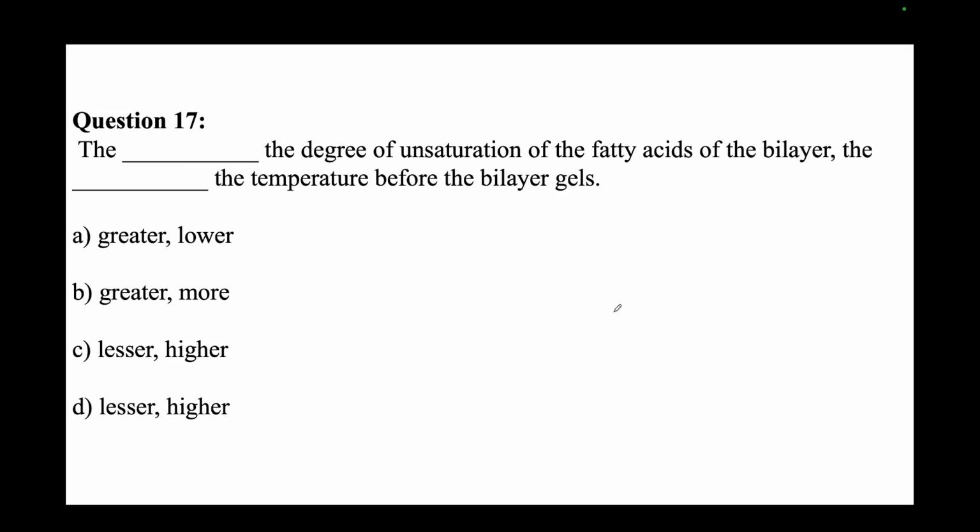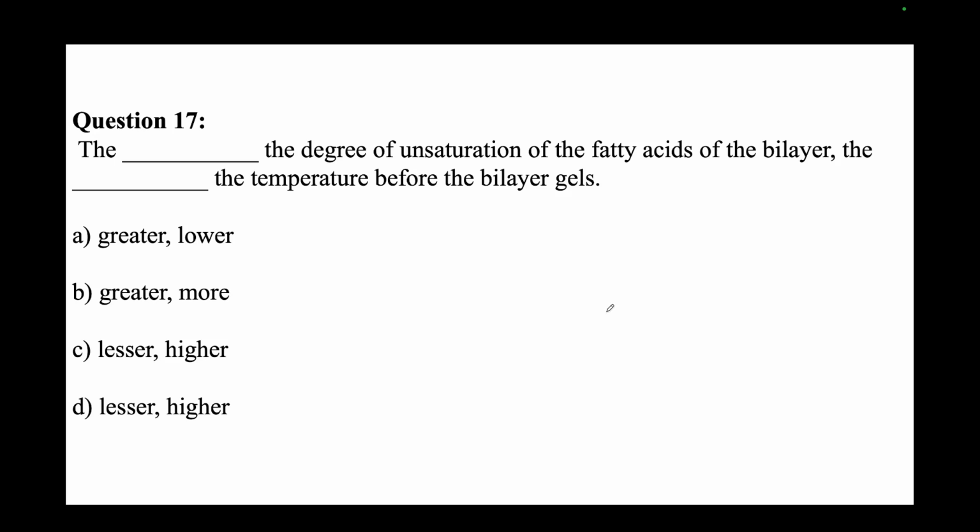Now, next question, question number 17. The dash degree of unsaturation of the fatty acid of the bilayer, the dash the temperature before the bilayer gels. So, again this is about the gel to liquid crystal transition only. So, option A is greater the degree of unsaturation, lower the temperature before the bilayer gels.